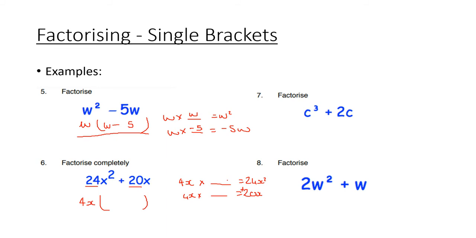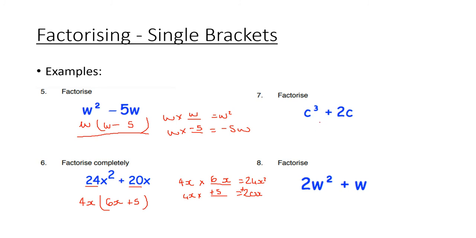To get the x squared, you're going to have an x there. And to get from 4 to 24, you just multiply by 6, so you're going to get 6x. And then 4x times by something gives me 20x. There can't be any more x's because there's only one x, it's not squared. So 4 times by what gives me 20? The answer is positive 5. So the answer would be 6x plus 5 inside of our brackets.